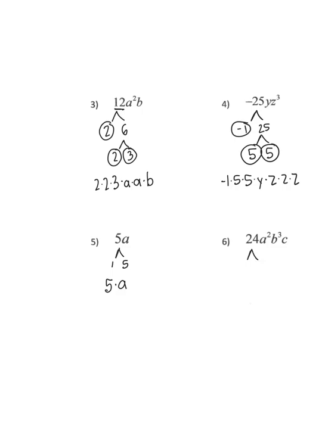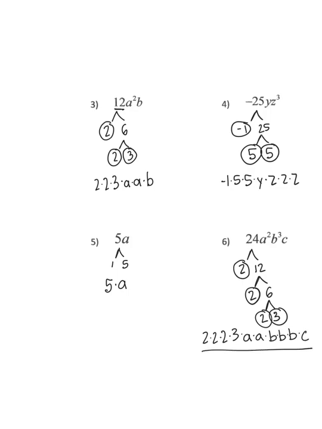Number 6, 24, can be broken into 2 and 12. 2 is as low as I can get, but 12 can be broken into 2 and 6. 6 can be broken into 2 and 3. Okay, so I've got 3 2's and a 3. Then I've got 2 a's, 3 b's, and 1 c. And that is my prime factorization for number 6.